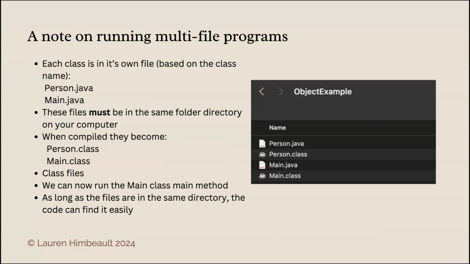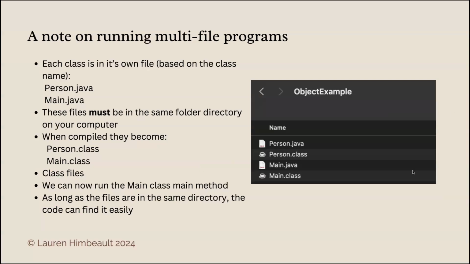So you'll notice that we did make two separate classes. We made our main, ours is called MyProgram, but whatever, and Person.java. And we can see that each class has its own file. These files must live in the same folder directory on your computer. And then when they're compiled, we end up with a different .class file for each of our .java files.